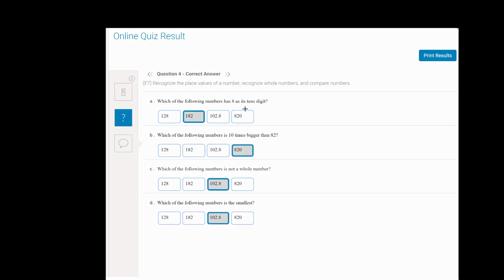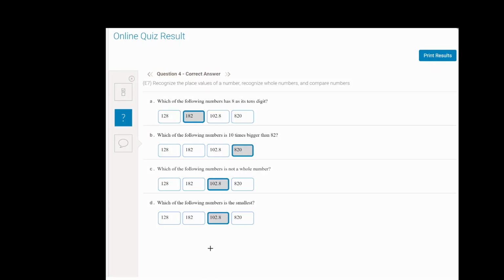Okay, here they want which of the following numbers has 8 as a tens digit? Not tenths. If it was tenths, then it would have been 0.8. But they want 2, 8, 4, something like that. So it has to be in the second number. Or if it was 100.